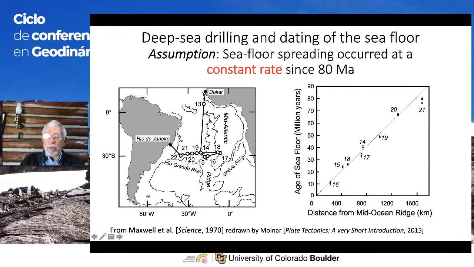Then they drove closer to the ridge. This is the distance from the mid-ocean ridge to site 15, and they got a younger age. And they drove to site 16, even closer to the ridge, and they got a still younger age. And then they went the other way, site 17 and 18. 17 is on the east side of the ridge, older, 18 closer, younger, and so forth. They got this line. What they found was essentially a constant spreading rate.